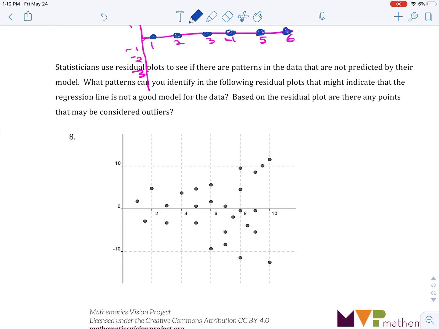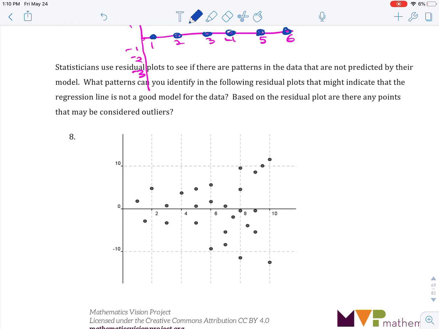Statisticians use residual plots to see if there are patterns in data that are not predicted by the model. What patterns can you identify in the residual plots that might indicate the regression line is not a good model for the data? Based on the residual plot, are there any points that may be considered outliers? Okay, what do you guys think about number 8? How about this one?